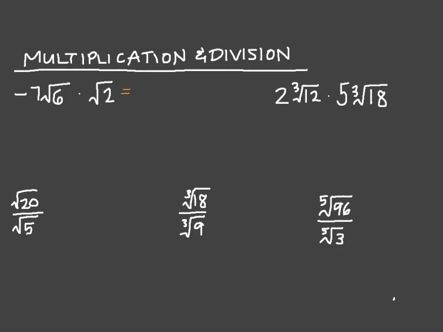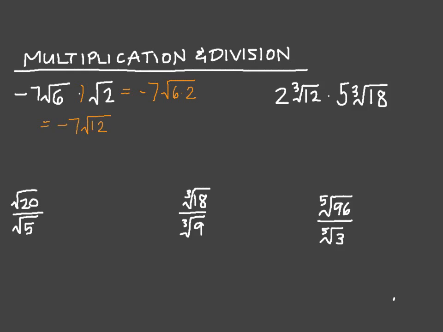I can combine those. I need to basically combine the numbers outside of the radical, multiplying them together. So that's -7 times 1. There's an understood 1 here. And then combine the square root numbers together, put them under the same radical. So I end up with -7 root 12.